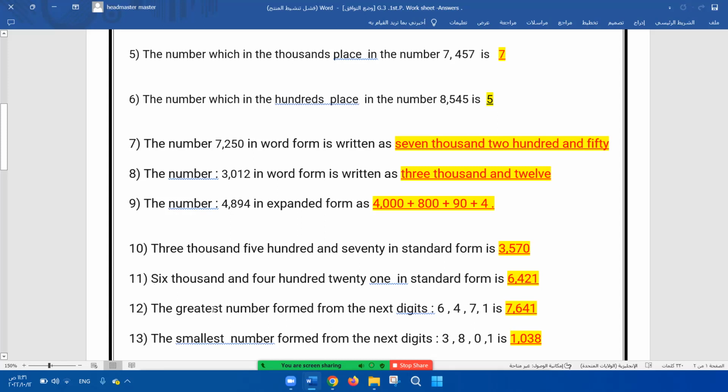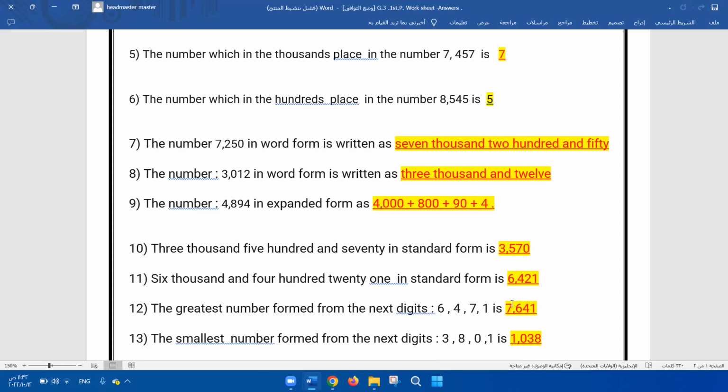Question 12, the greatest number formed from the digits 6, 4, 7, 1. What is the greatest number, or how can we write it? We start with 7 from the left digit, like that. Then we write 6, then 4, then 1. The strategy here is to write the big number first, then smaller, till you get the smallest number, from left to right. So when we combine them, we get 7,641. That's about question 12.